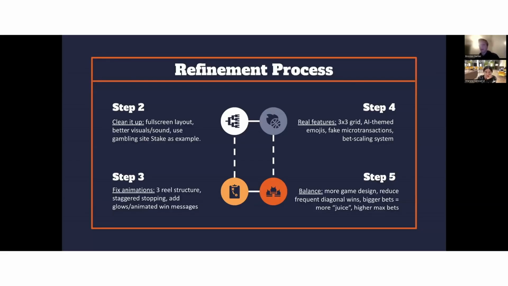For step 4, we wanted to make the actual app more interesting because at this point it wasn't as fun to play. So we made it a 3x3 grid, so it considered everything, not just the middle line. We made sure all the emojis it was using were AI themed, so it fit the theme more. Additionally, we had it write more AI themed jokes. And then we also added in fake microtransactions and a bet scaling system.